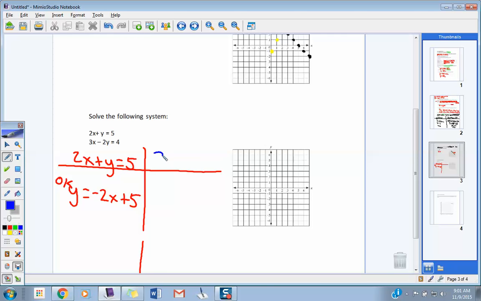3x minus 2y equals 4. Want to get y all alone. So if I want y all alone, what variable do you have to get out of there first? X. Get that 3x out of there. 3x is positive on the left, so 3x on the right would be what? So when I move the 3x, what kind of y are you left with? So you have -2y equals -3x plus 4.